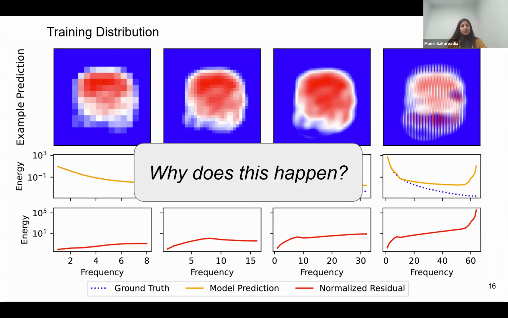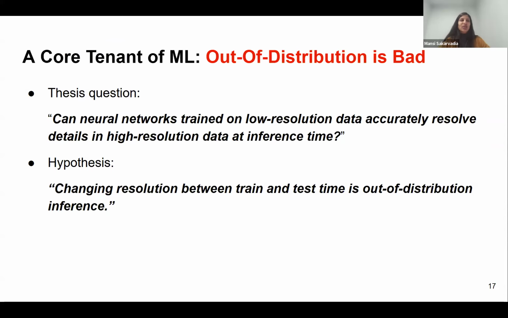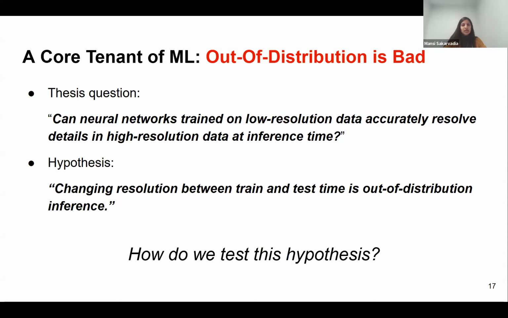So we're interested in this talk in understanding, why does this behavior happen? And in order to answer that question, we revisit a core tenet of machine learning research. We know that out-of-distribution data is typically bad at inference time. And so we have this thesis question: can neural networks trained on low-resolution data accurately resolve details in high-resolution data at inference time? And knowing what we just saw in the previous slide, we form this hypothesis that changing the resolution between train and test time is akin to out-of-distribution inference. But how do we test this hypothesis?